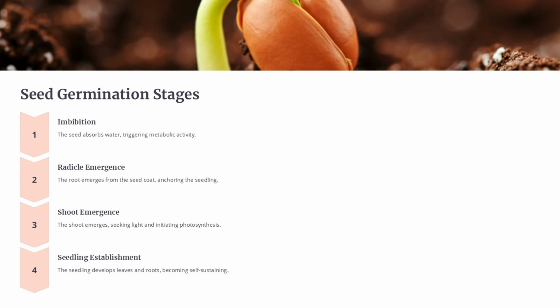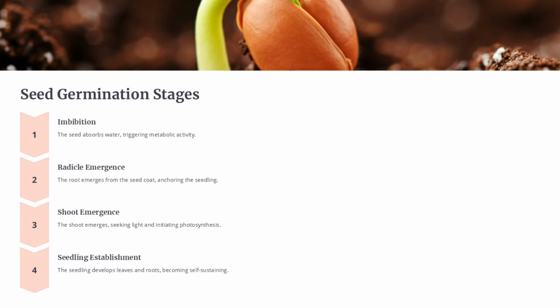Imbibition is the first stage, where the seed absorbs water and triggers metabolic activity to begin the germination process. Next, the radicle or root emerges from the seed coat, anchoring the seedling in the soil. The shoot then emerges, seeking light and initiating photosynthesis to start feeding the growing plant. Finally, the seedling establishes itself, developing leaves and a more robust root system to become self-sustaining.